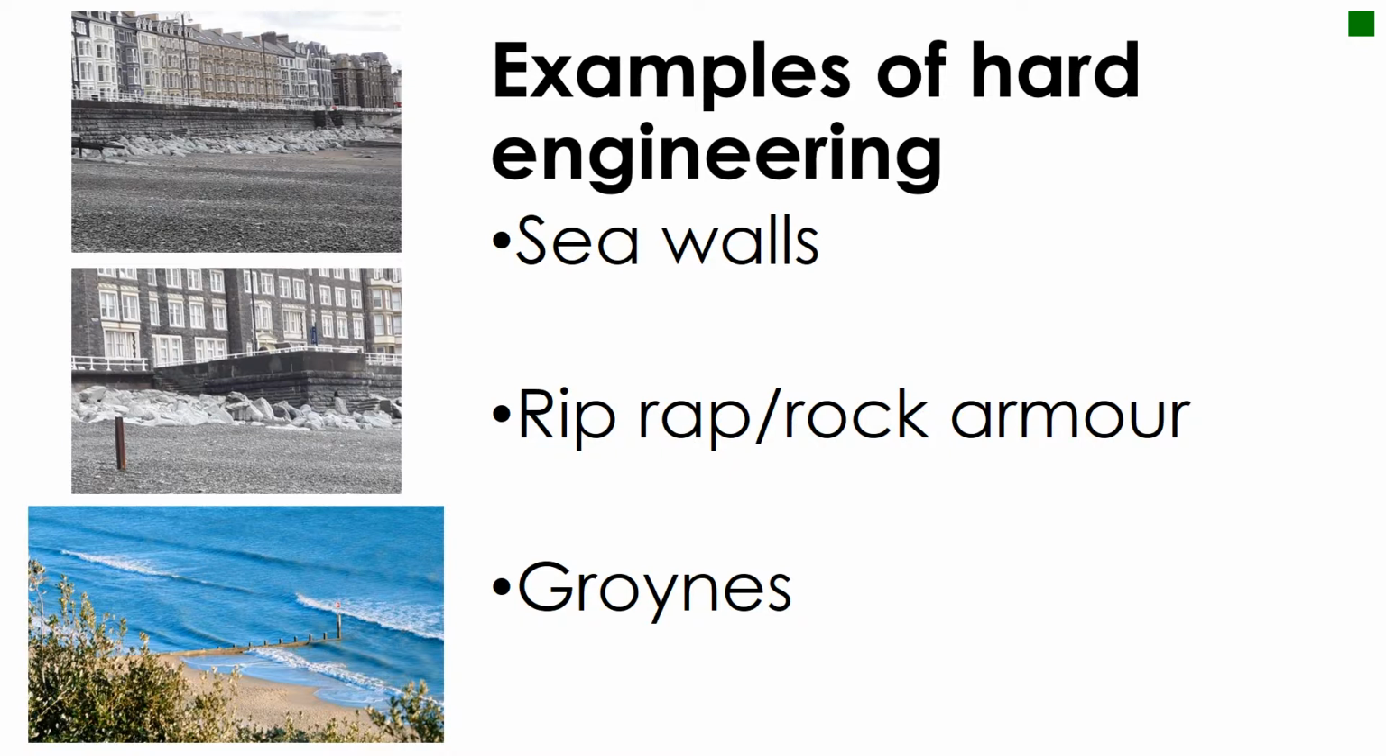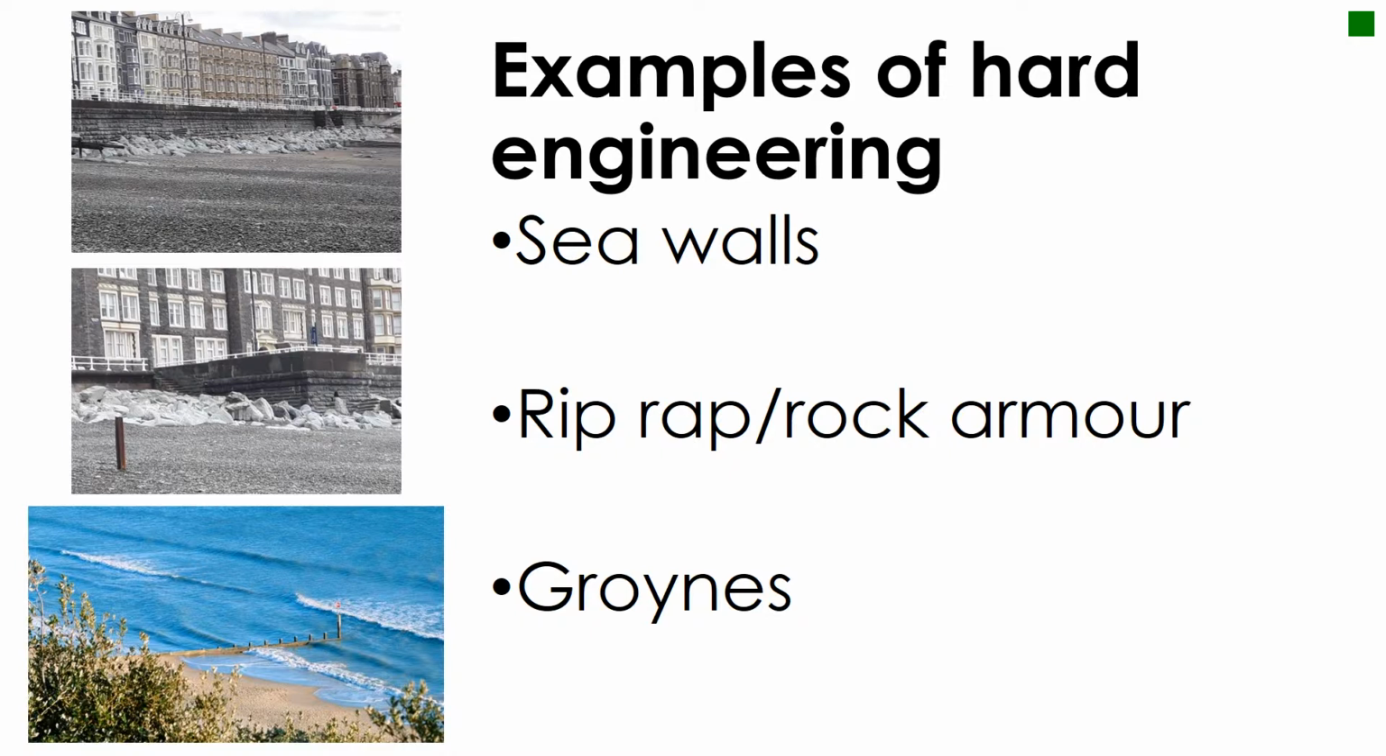Secondly, riprap, sometimes called rock armour, is placing large boulders at the foot of a cliff. Again, stopping the cliff behind it from being eroded. The rocks force the waves to break and absorb the energy instead of the cliff. The cost is really high, around £200,000 per 100 metres of the coast that you protect.